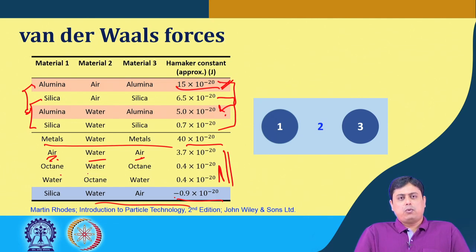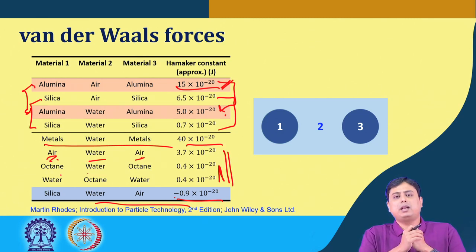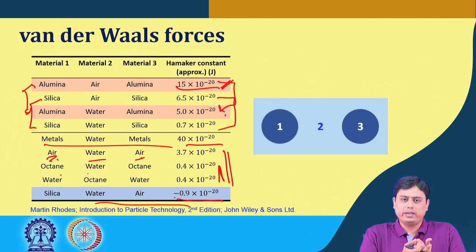So this provides us an idea of the reason why separation of, say, alumina or silica particles in water becomes easier than when they are in air, or why the fine particles in contact with air are more cohesive than they are in water.